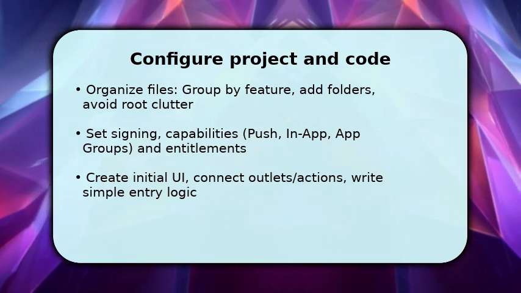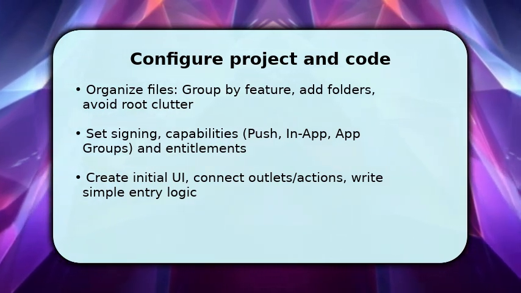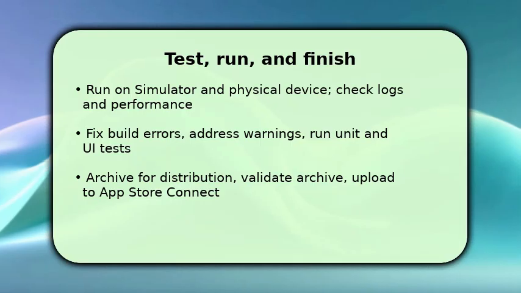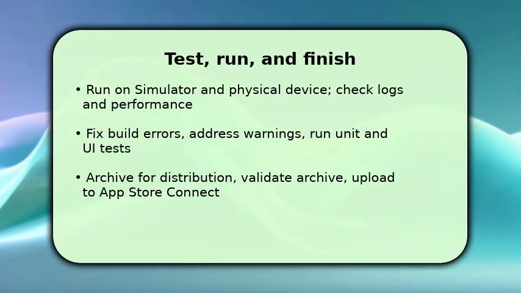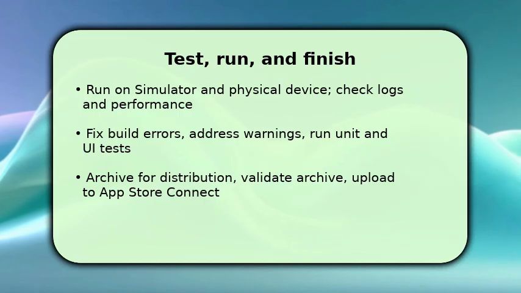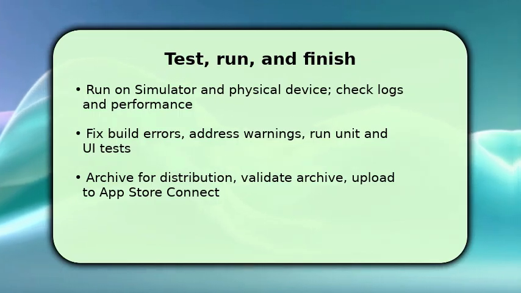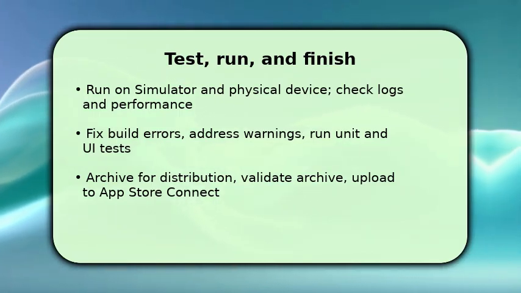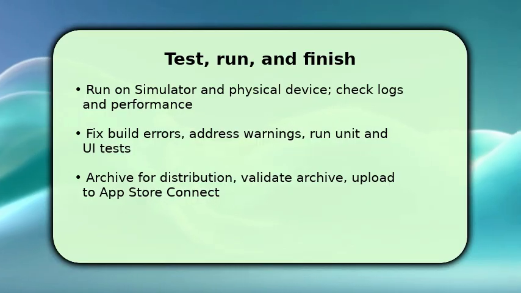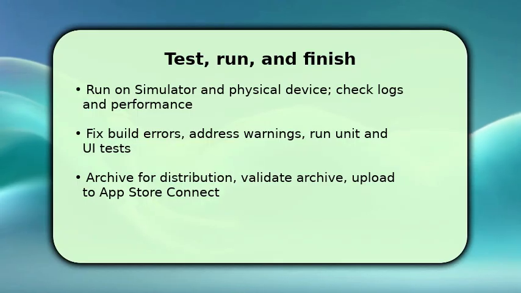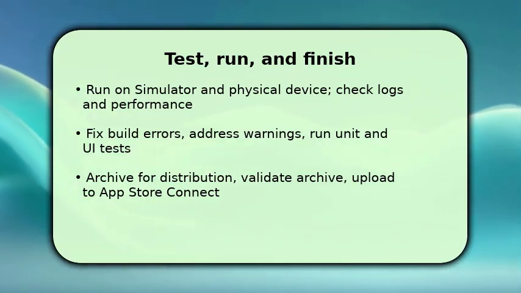Finish by validating the app across environments. You should run on simulator and a physical device to catch hardware-specific issues, inspect logs, and profile performance. Once tests pass, resolve build errors and warnings, then run unit and UI tests to confirm behavior. When stable, archive the app, validate the archive in Organizer, and upload to App Store Connect for distribution.